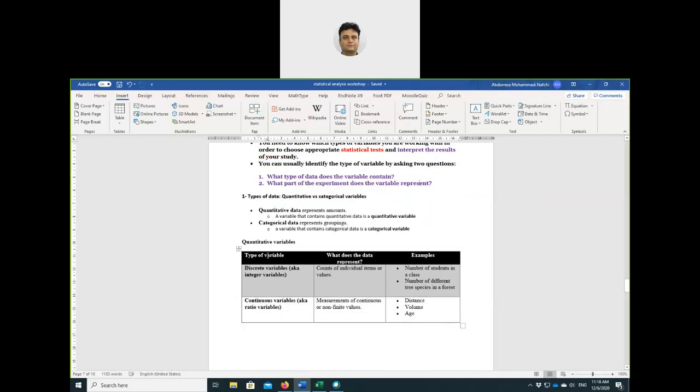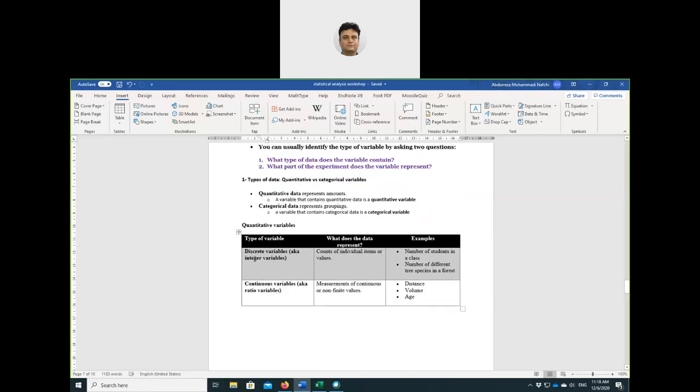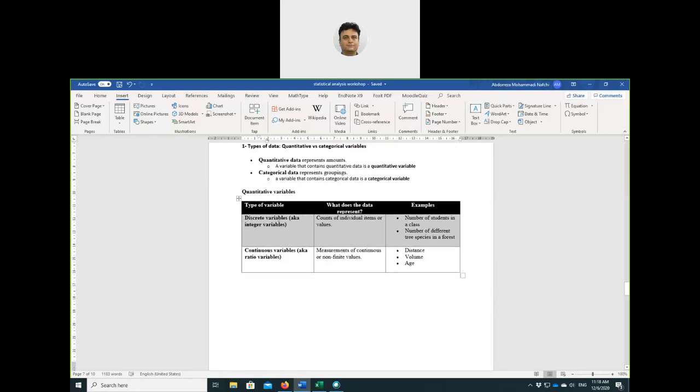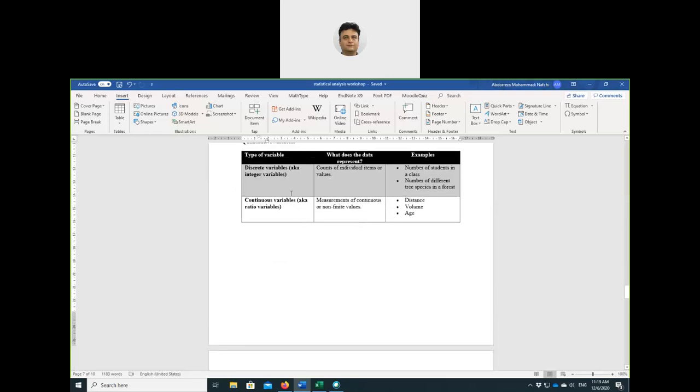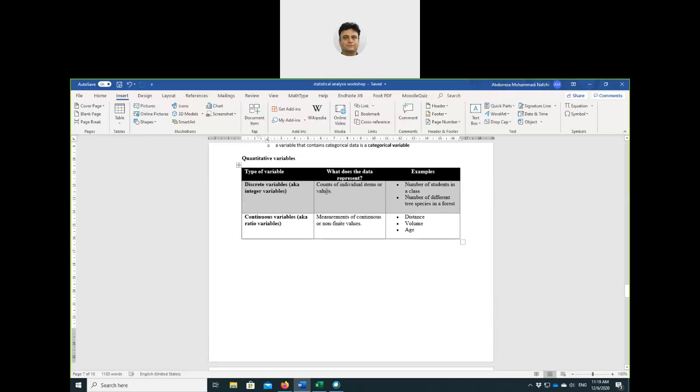Quantitative variables we divide into discrete variables and continuous variables. A discrete variable basically comes from counts, like the number of students in a class. It is quantitative. A continuous variable is a measurement with non-finite values.